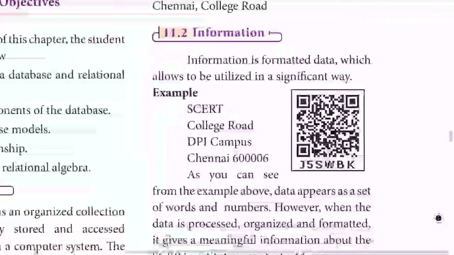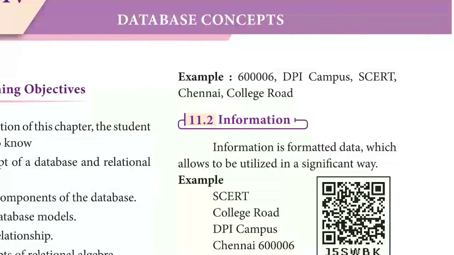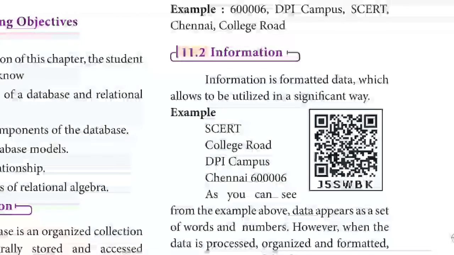Say for example, 600006 is a number. DPI campus. So these are all some text. But processed information is formatted data. Data that is grouped, formatted, or organized is known as information, which allows it to be utilized in a significant way. The above example is a small piece of text, but here you can see that it is an address of a place. It is organized in such a way that just by seeing the text itself you can see that it is an address of a place.